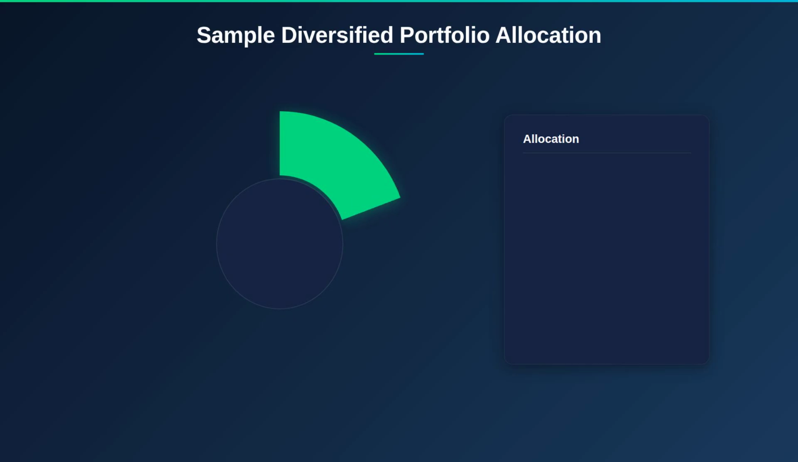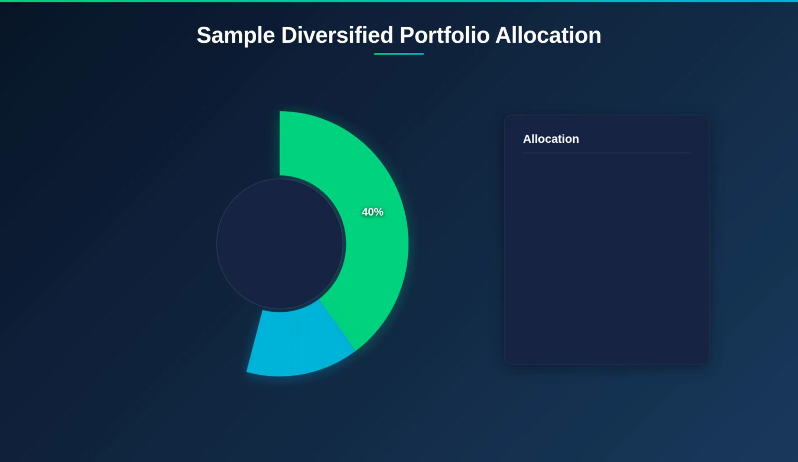As little as a few dollars with zero trading commissions. Here's a sample diversified portfolio allocation that many financial experts reference as a solid starting point for a moderate risk investor. About 40% in U.S. stocks, that's your core growth engine.